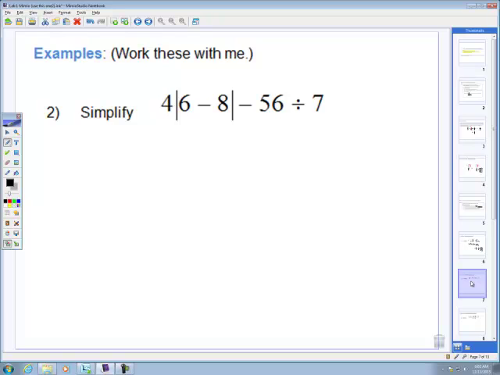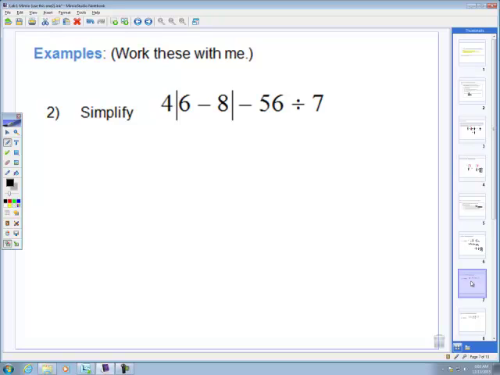Work this along with me. Our job is to simplify 4 times the absolute value of 6 minus 8 minus 56 divided by 7. In this problem, notice we have absolute value, we have subtraction, and we have division, and also multiplication. So the first thing that we need to take care of is the absolute value.